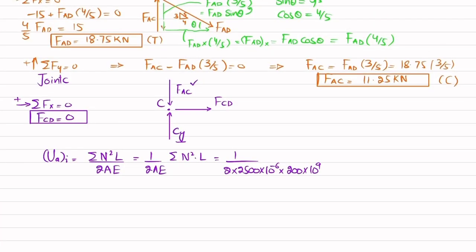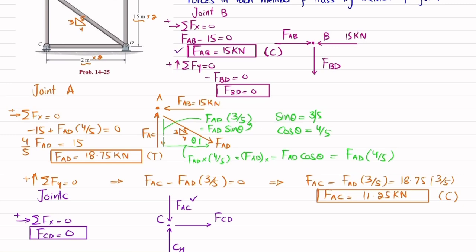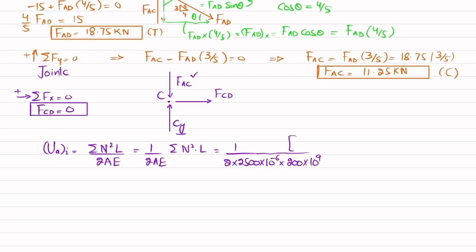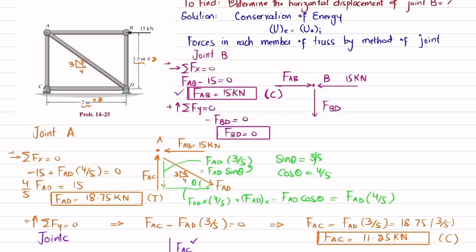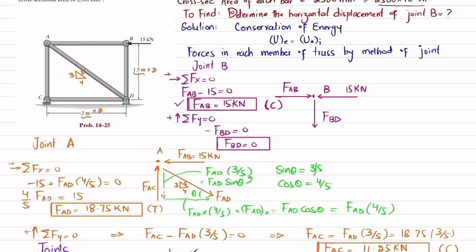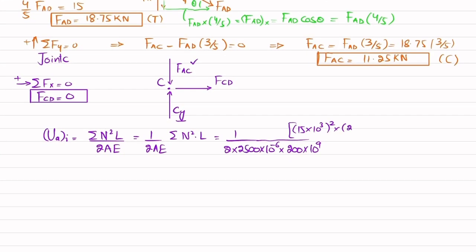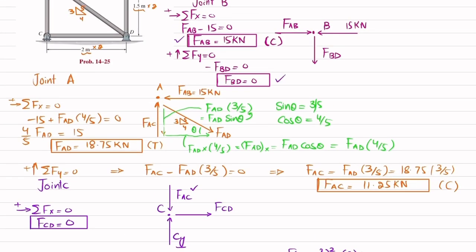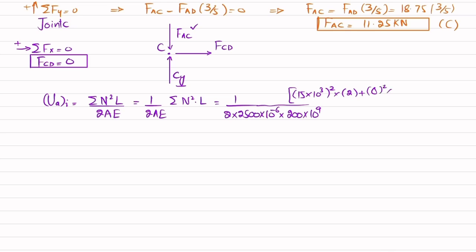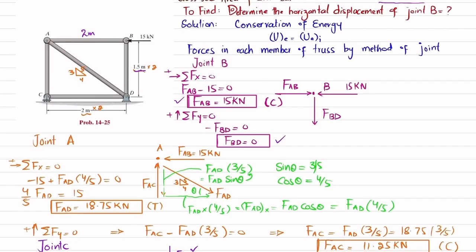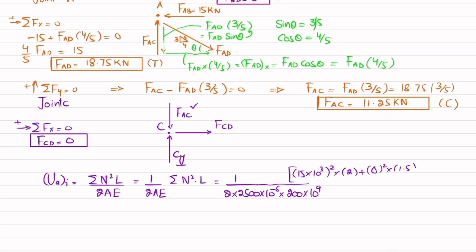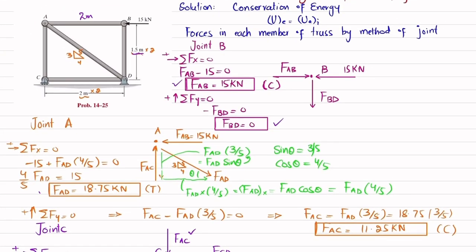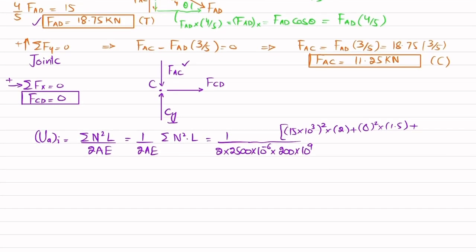Now we will multiply the forces in each member. Starting with FAB, 15 kilonewton: 15 into 10 to the power 3, whole square, multiplied by the length of AB, which is 2 meter, so I will write it multiplied by 2. Plus the second force is FBD, which is 0, so 0 square multiplied by the length of FBD, which is 1.5. Plus the third force is FAD, which is 18.75.